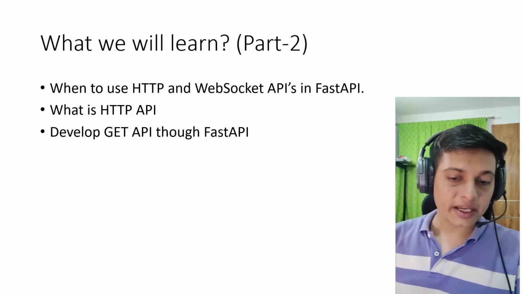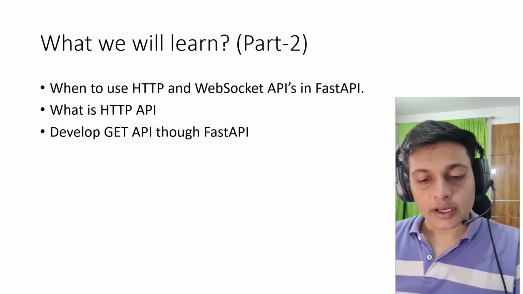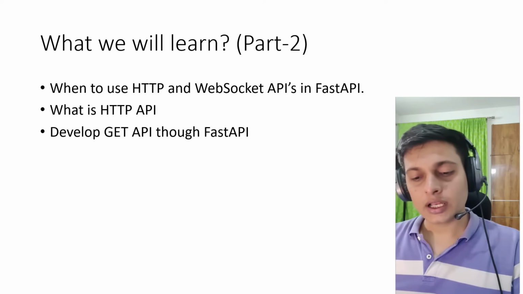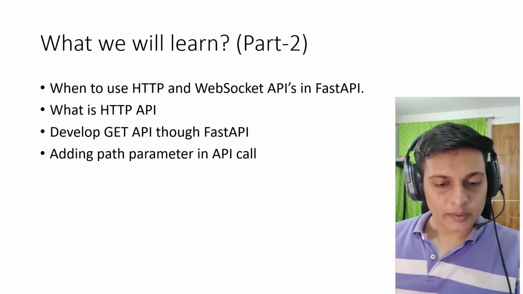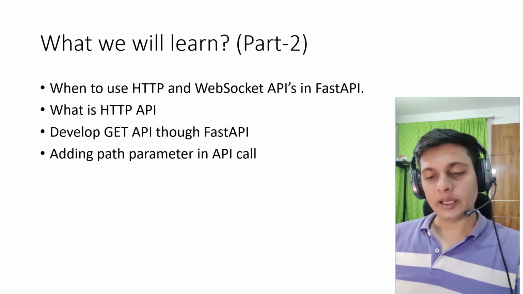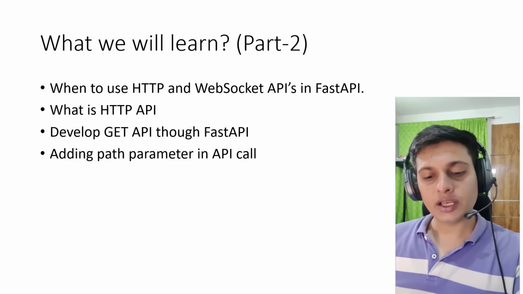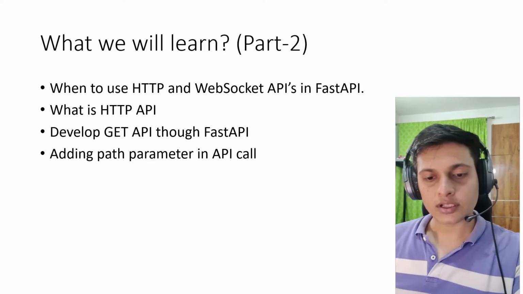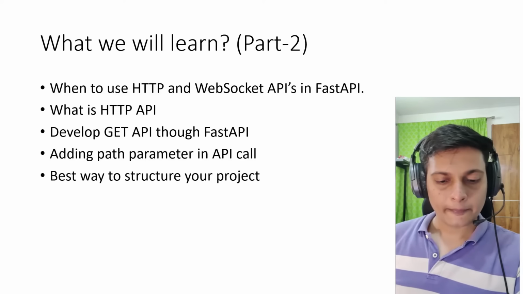Next, we will develop our GET API in the FastAPI framework, and don't worry, you will master that GET request. Coming to adding path parameters in an API call: once you have developed the GET API, definitely you are going to need a path to run your request. So we are going to discuss the same in this topic.